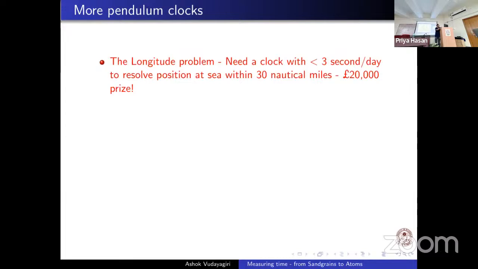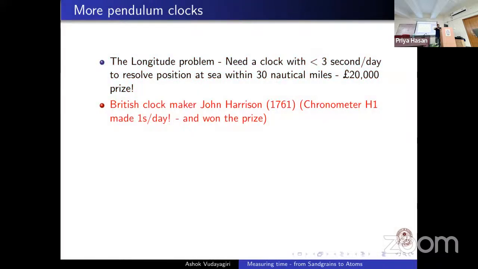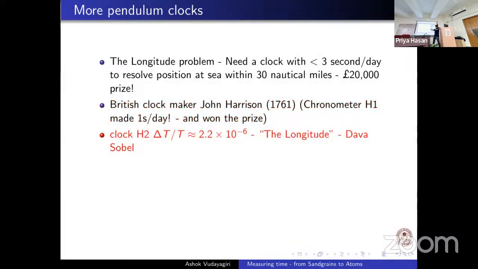So there was a prize, and this guy in 1761 won that prize. It's a very interesting story. There's a lady called Dava Sobel who wrote a book called Longitude, and she has a very detailed description of how John Harrison made the clock, and he almost lost it. There were some patent issues and all that, because of which he almost lost the prize, but finally he did win the prize. His clock had an accuracy of 10 power minus 6 seconds, which is quite remarkable, going from 10 power minus 4 to 10 power minus 6.